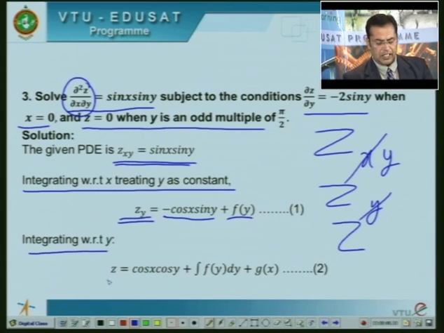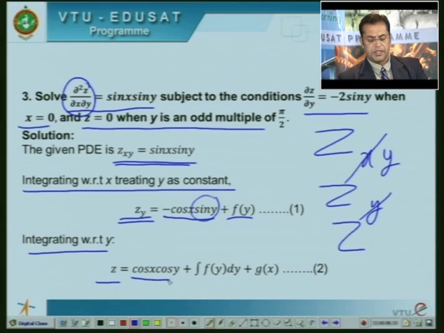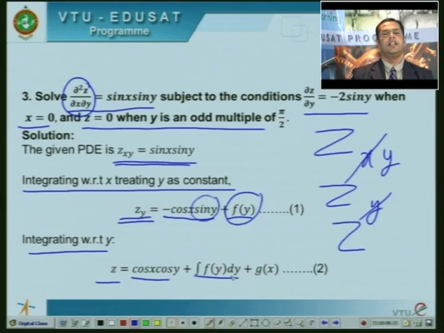So, z_y is transformed to z. Integration of minus cos x sin y with respect to y: only sin y is the variable now, and integration of sin y, my friends, is known to be minus cos y. So, you get minus cos x into minus cos y, which is cos x cos y, plus, when you integrate f of y with respect to y, integral f of y dy, and finally, the constant of integration, which should be a function of x, denoted by g of x. Let us call that equation 2.